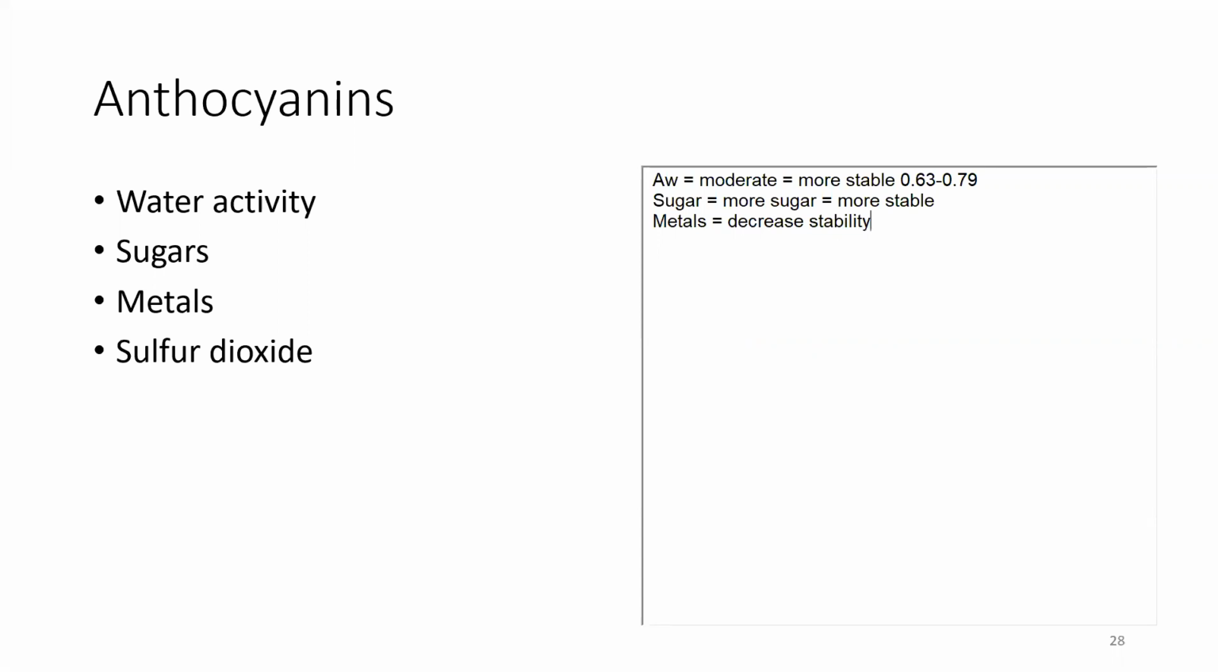So there are some exceptions. Calcium, iron, aluminum, and selenium complexes can be more stable. So in general, metals will decrease stability, but there are some metals that I listed here that can increase stability.